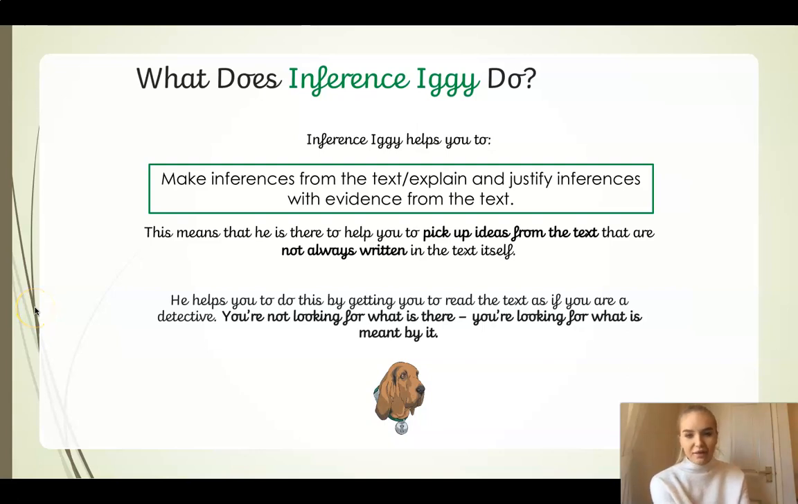So as we are looking at inference today, we know from previous inference lessons in reading that we can use Inference Iggy to help us to find the answer. Because we know that Inference Iggy helps us to make inferences from a text and explain and justify these inferences, picking out evidence and quotes from the text. So he helps us to do this by acting as if you are a detective. So you're looking for not what you're explicitly told in the text, but you're looking for what might be meant by it.